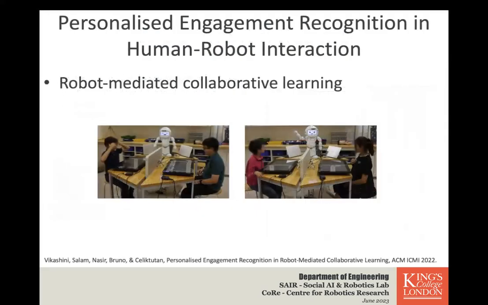So here, this was an example of how we can develop algorithms to detect and model human behavior. But what's one of the potential applications of this kind of model? It could be, for instance, in education. And here you can see there are two children interacting with each other, and there is a moderator, a robot. In this scenario, we wish to build an algorithm so that the robot can understand the engagement status of the children in the collaborative learning activity so that it can provide some personalized intervention.